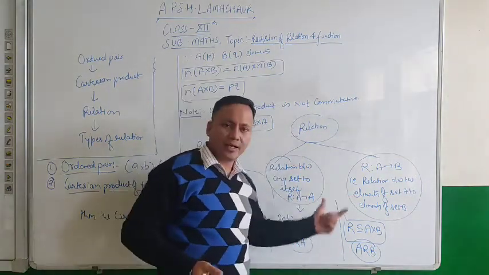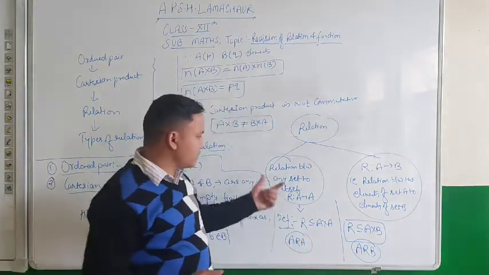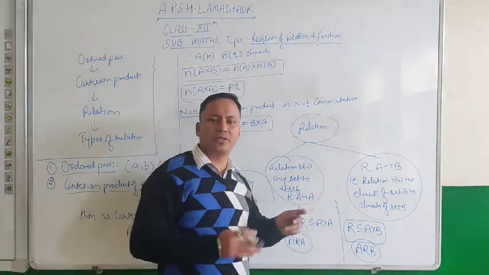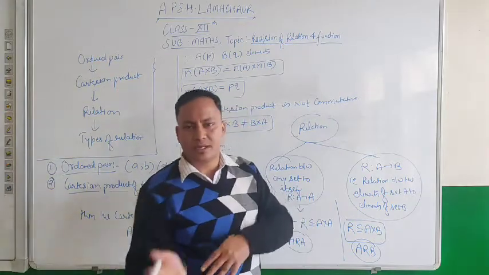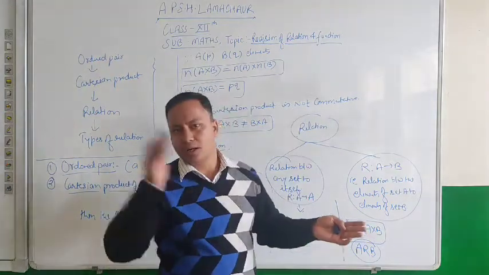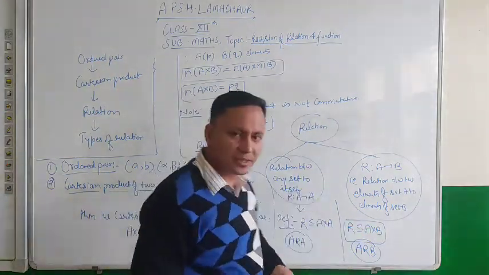So these are the two varieties of relation, not varieties actually, these are the redefining of relation between a non-empty set to itself and from a non-empty set to another non-empty set. Okay, pause the video and take the screenshot.